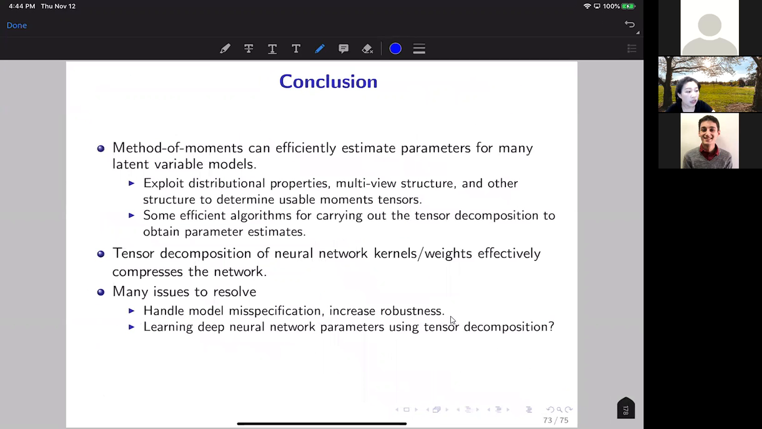Okay, so finally, just to conclude, method of moments can efficiently estimate the parameters for many latent variable models. For example, mixture of Gaussians, single topic model, latent Dirichlet allocation, right? All these models are the traditional latent variable models that have proven to be very useful in a lot of scenarios. But now if you add some kind of nonlinearity to it, then this becomes a generative model like in GANs or VAEs, right?